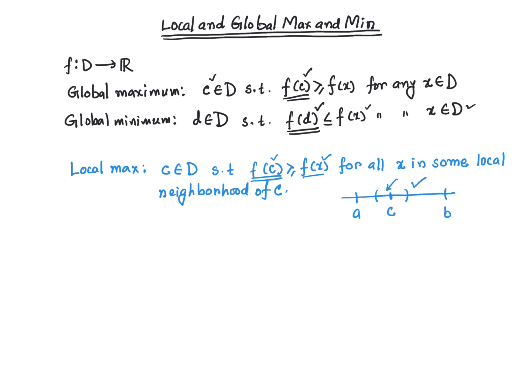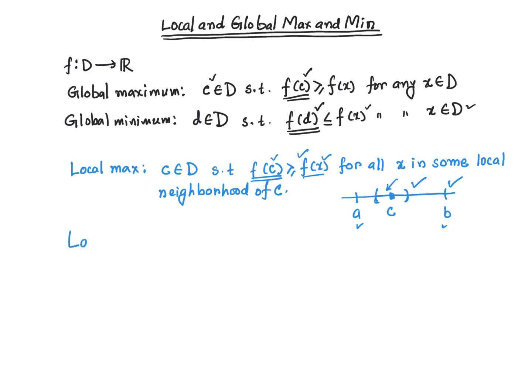So if the function is defined on the interval, let's say from A to B, and C is a point in between, and you pick some neighborhood that is contained in the bigger interval AB and nearby C such that this condition holds true, then we call it local max.